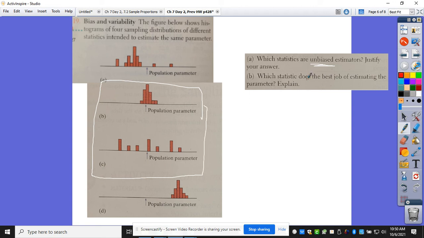What else do we look at other than just bias to see if it does a good job? Variability. Well, this one has what kind of variability? So we want low variability and unbiased. So B is the best job of doing that.